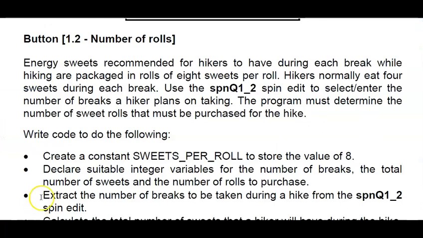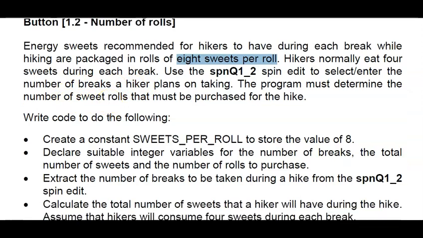In an exam, it is important to read the top part of the description of this question. And sometimes we have some hidden clues in there. So this is the next button. It asks us to determine how many packets of sweets this person needs. And they are hiking, and there are rolls of 8 sweets per roll. And they usually eat 4 sweets during a break, very strict hikers. And then we're going to use the spin edit to select how many breaks they want. And we then need to determine how many rolls of sweets they need.